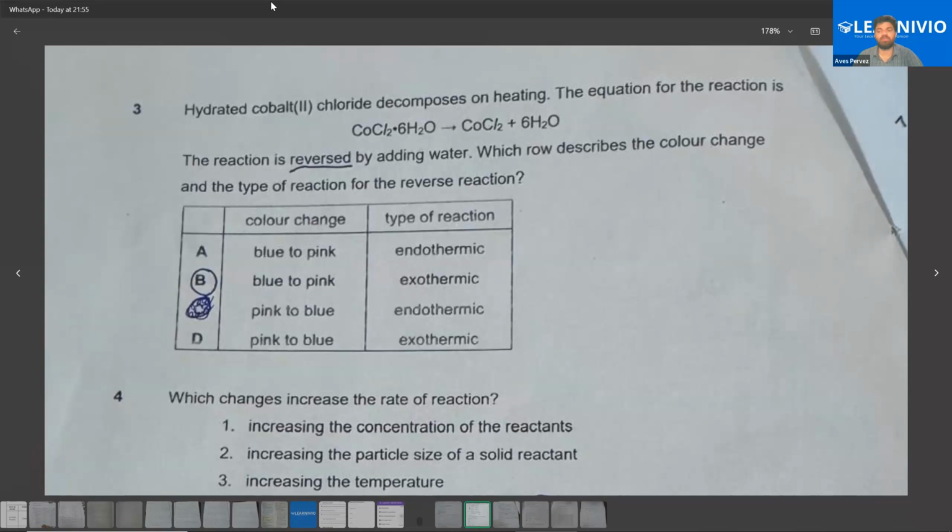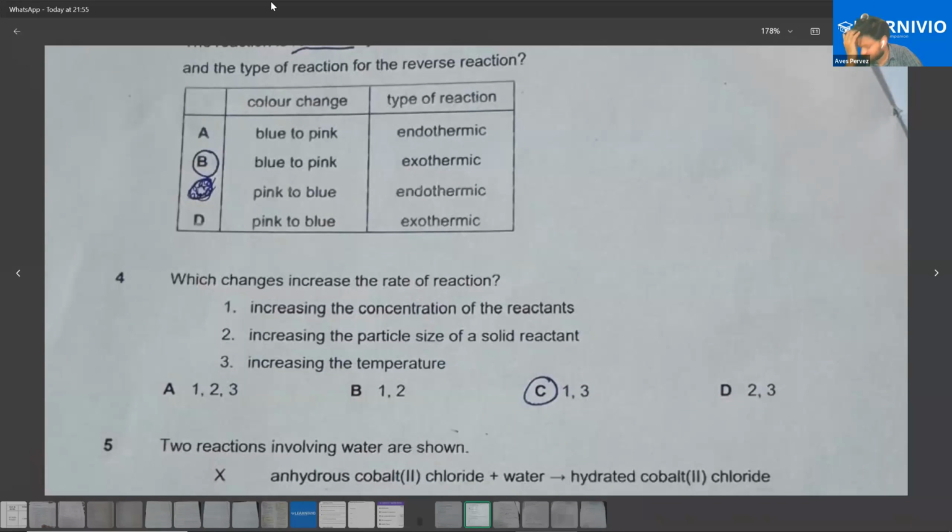Okay, the next one is question number 4. What should be the answer? Which changes increase the rate of reaction? Increase in concentration of the reactant, increase in the particle size. The answer is 1 and 3, because 2 is wrong. Okay, 1 and 3.